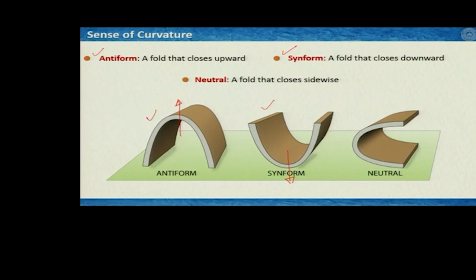But there could be a series of possibilities where the fold is not closing upward or downward, but sidewise. In that case, we call it a neutral fold, where the closure is not upward, not downward, but sidewise. We can also consider a fold like that. This fold has a special name, we will learn it later, but as you can see, it is also not closing upward or downward, so this is also a kind of neutral fold. Any fold which is not closing downward or upward, you can group as a neutral fold that closes sidewise.